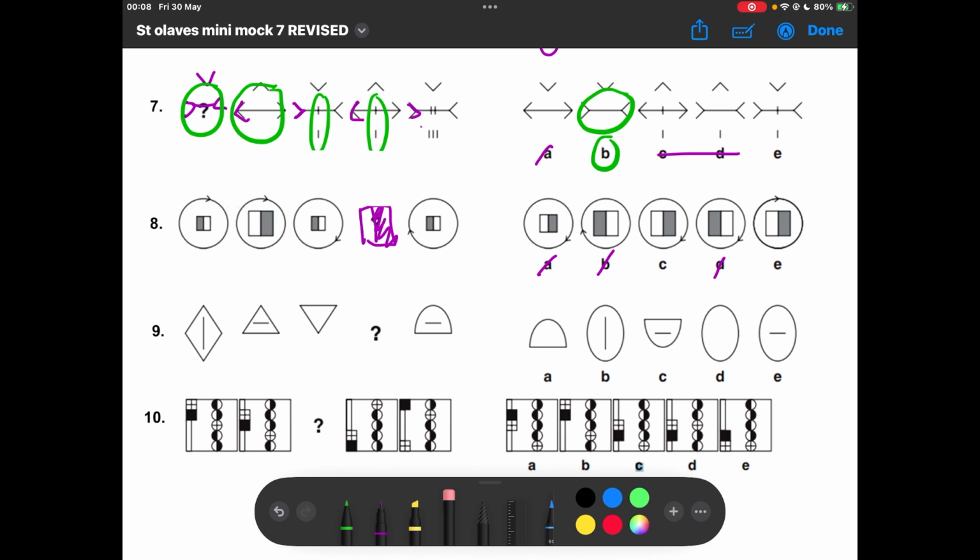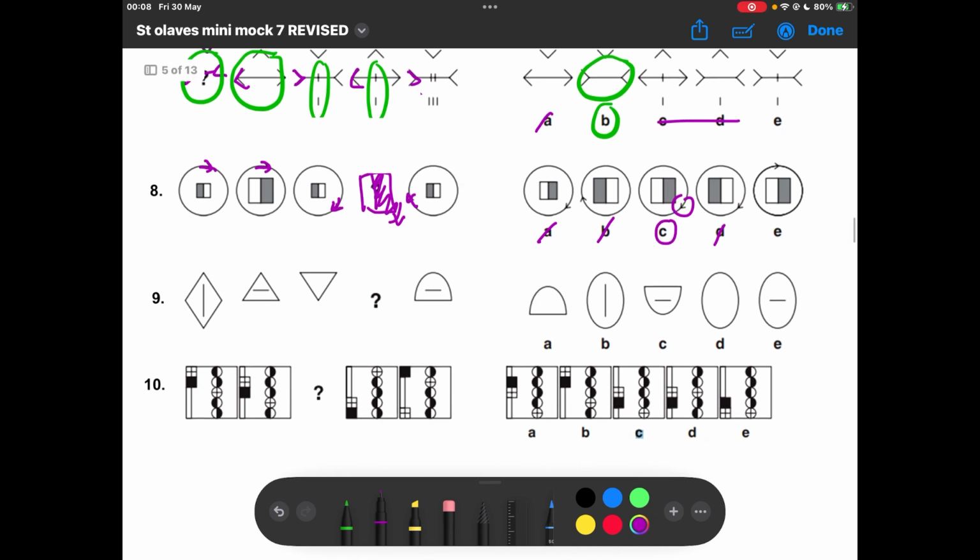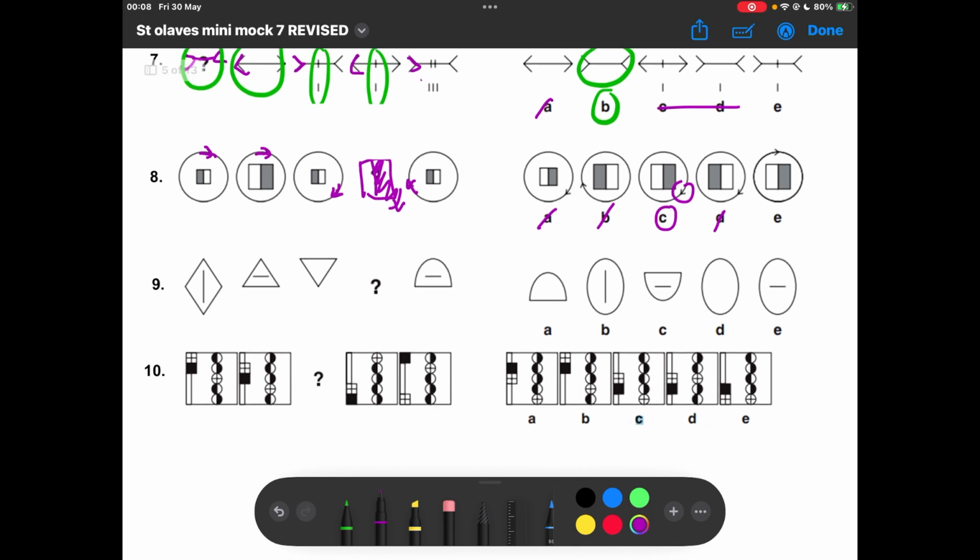Next, let's look at where the arrow is. So it's here, then it's in the same place, then it changes, and then it's changed here. So that means it's going to be the same one as the previous one. So it's going to be in the bottom here, where it is in C. So C is the answer, because the arrow stays in the same position for two in the series, and then it changes.